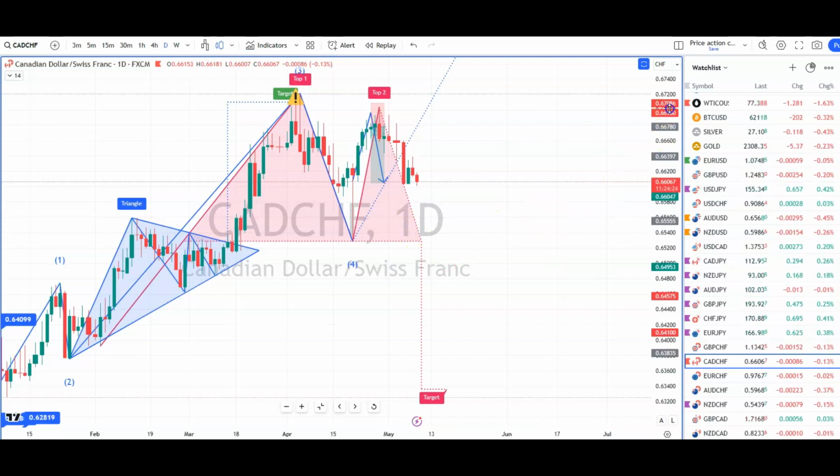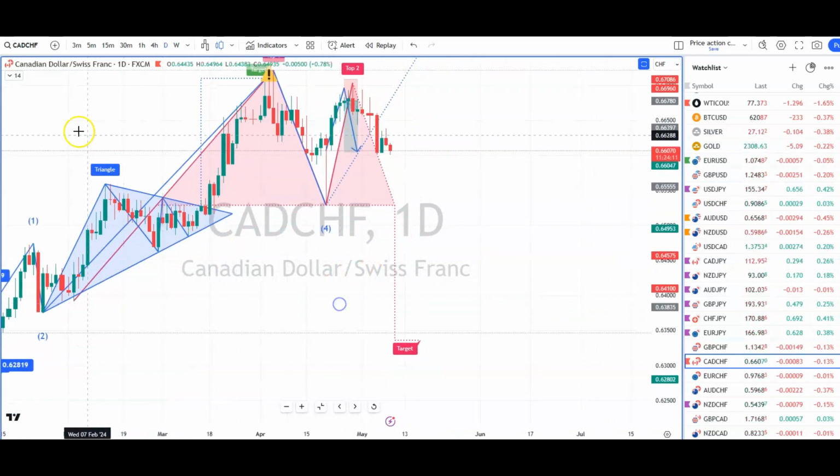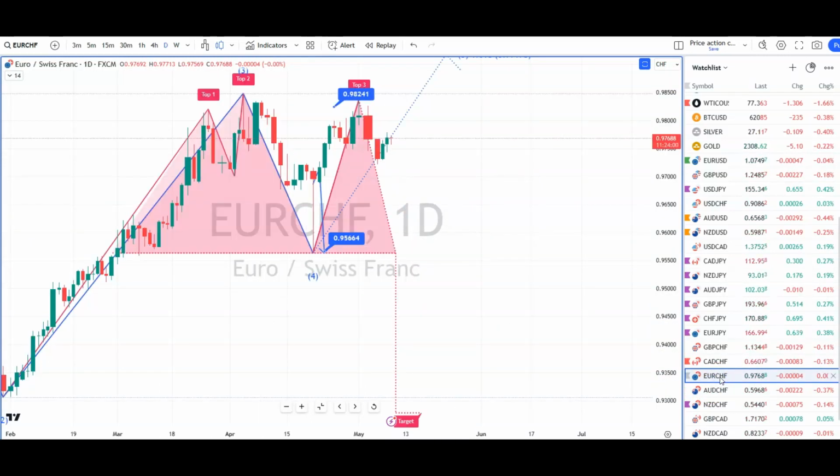Canadian Swiss is looking weak, and we've got a double top here, heading for 65.29. However, it's still in the wave 4. So in order to grab this trade and be successful, you need to wait for the break here of 65.29 and going down to 63.34. Double top on the Euro Swiss.